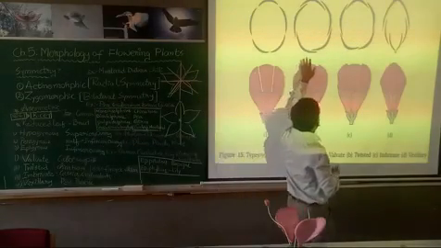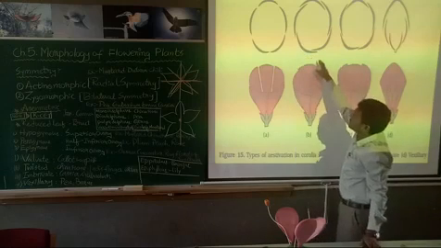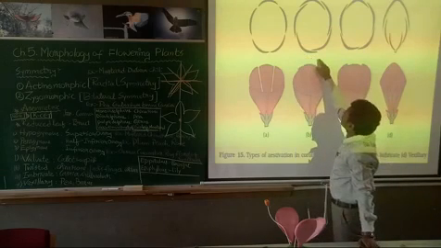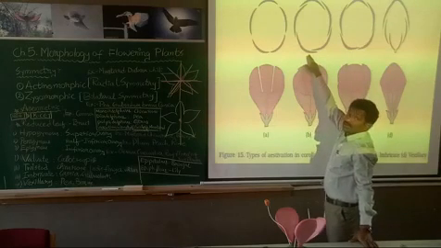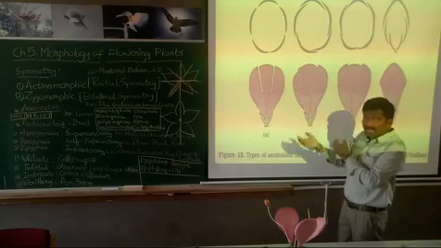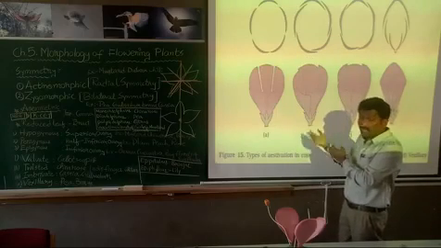Here you can see on the screen, twisted. There are five sepals or petals present. One sepal or petal is enclosed by or overlapping the next one, the side one.